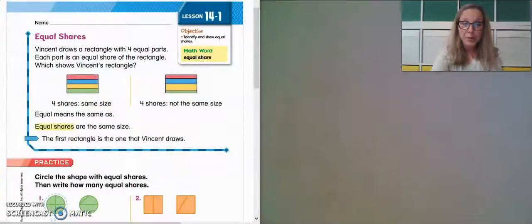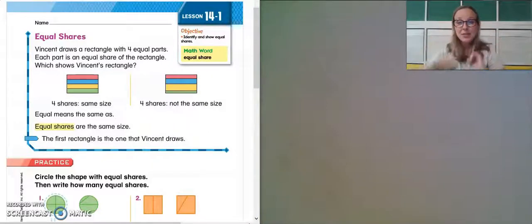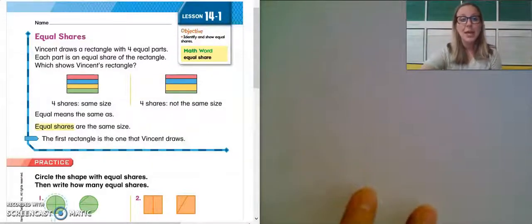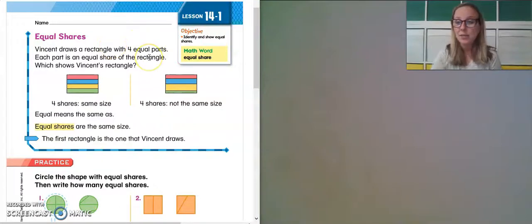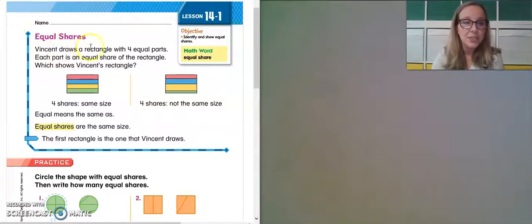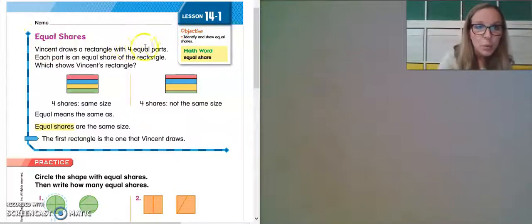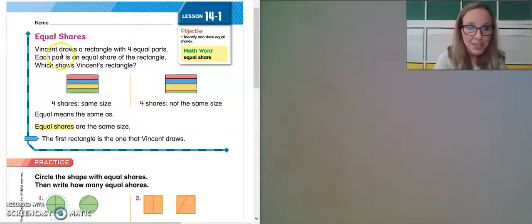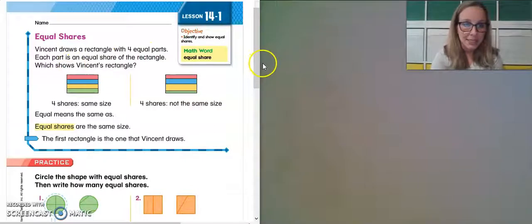I'm going to go ahead and get this page up on the screen for you, and I will go through the lesson with you today here on the whiteboard, as well as over here on the screen. Once you have your book open and ready to page 533, we can get started. Okay, so it says here equal shares. Vincent draws a rectangle with 4 equal parts. Each part is an equal share of the rectangle, which shows Vincent's rectangle.